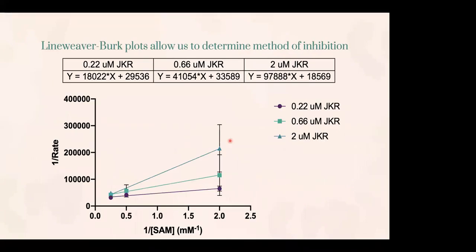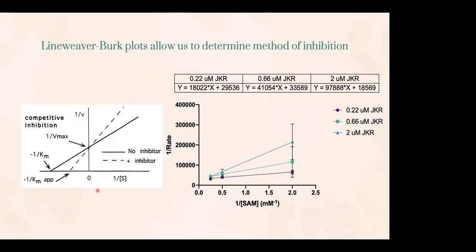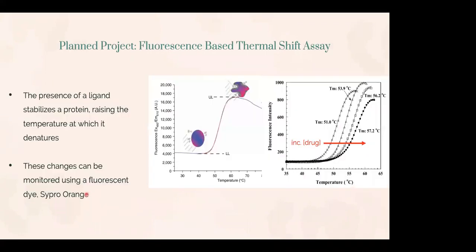After doing some mathematical manipulations, we were able to put together this Lineweaver-Burk plot of these varying concentrations of JKR. If you look at the equations of these lines, you can see that the y-intercepts aren't all that different. They're not exactly the same, but they're not all that different. And so when we compare this to our example of what a competitive inhibition Lineweaver-Burk plot looks like, we feel fairly comfortable saying that the mechanism of inhibition for JKR is competitive.